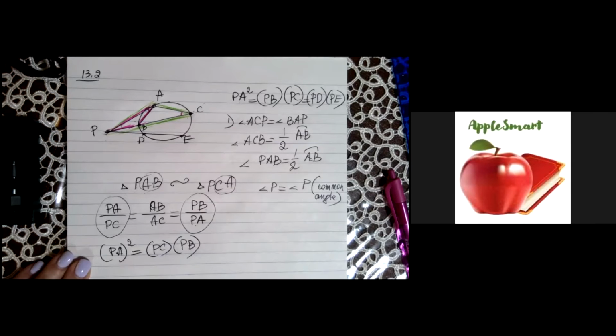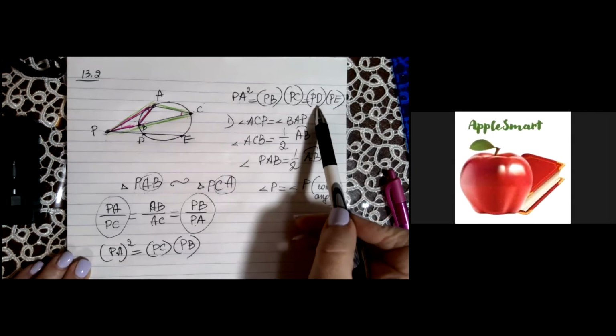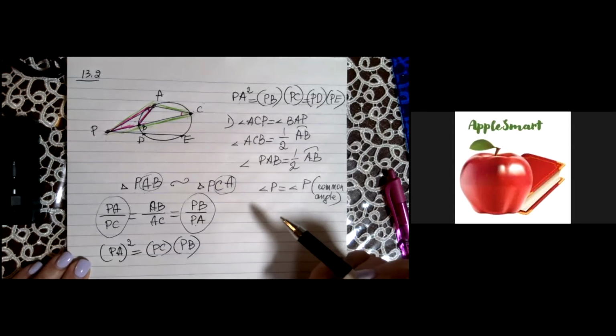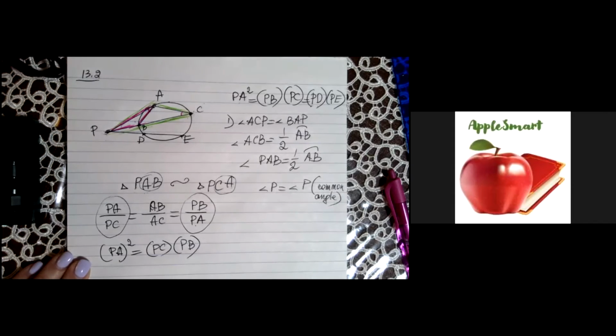Now, the last thing to prove is that it also equals PD times PE. Did I copy it correctly? Yeah, PD. Wait a second. I was proving these two triangles. Just give me one more second. It's PD that we need. We proved that PAB is similar to PCA. Yes, we did.